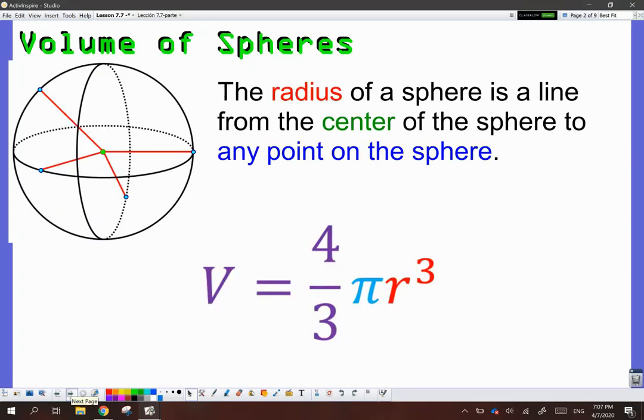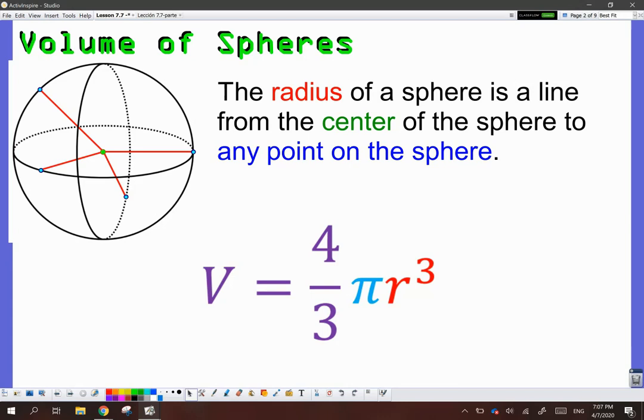If you recall, a sphere is a ball-shaped solid, and we know that the radius of a sphere is a line from the center of the sphere to any point on the surface of the sphere. We can find the volume of the sphere by using this formula. Volume equals 4 divided by 3 times pi times radius cubed.